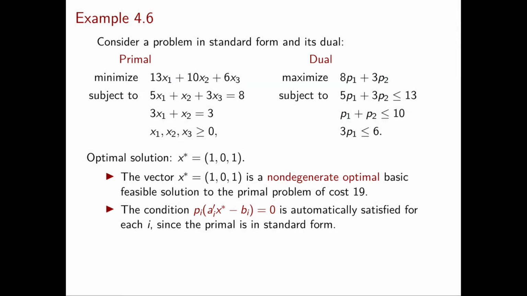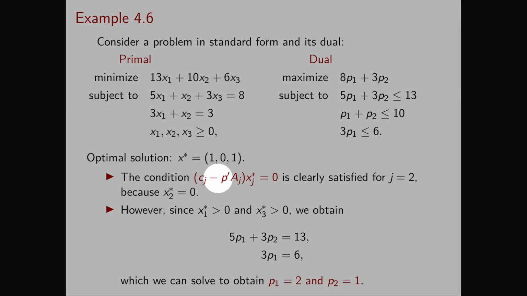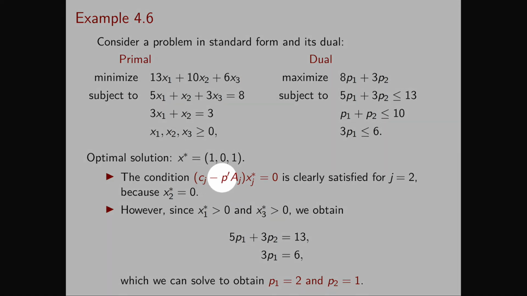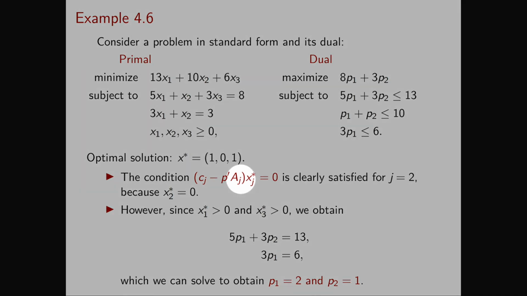Now let's consider the complementary slackness conditions. Since the primal is in standard form, the first type of complementary slackness conditions are automatically satisfied since x star is feasible. So now let's look at the second type of complementary slackness conditions. These conditions say that (c_j minus p transpose A_j) times x_j star is equal to 0 for every j equal to 1, 2, and 3. This condition is clearly satisfied for j equal to 2 because we know that the second component of x star is already equal to 0.